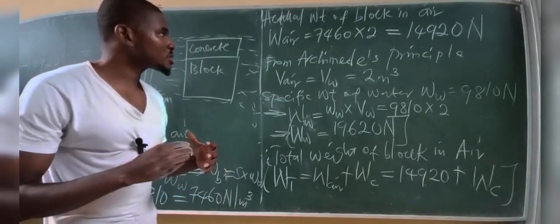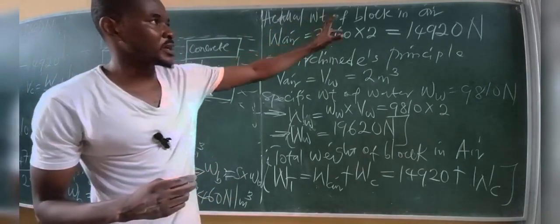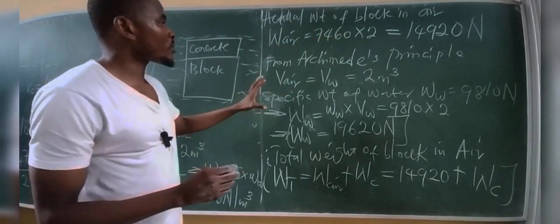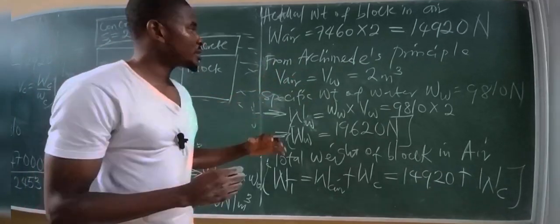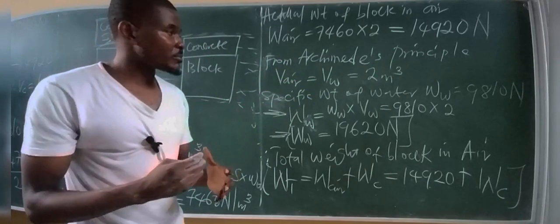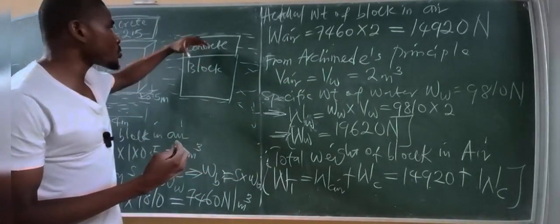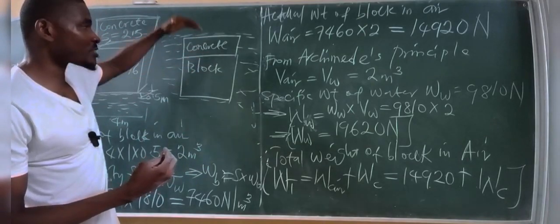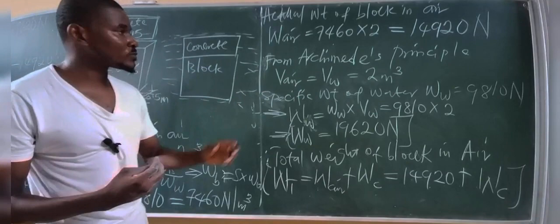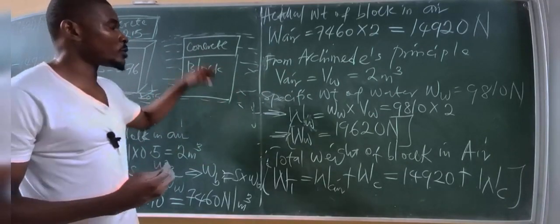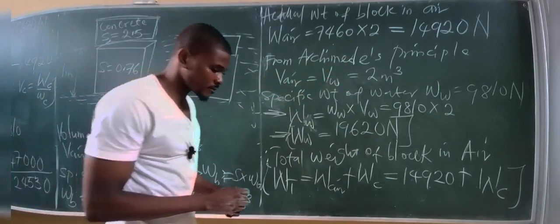The only thing we're going to be changing here, of course, this remains the actual weight of the block in air. It doesn't change. Now, from Archimedes' principle, the volume of water displaced now becomes the total volume of components in air, because it is these two components, the concrete and the block, that are completely immersed in the water. So total volume displaced becomes volume of block and volume of concrete. We are going to adjust that from Archimedes' principle.